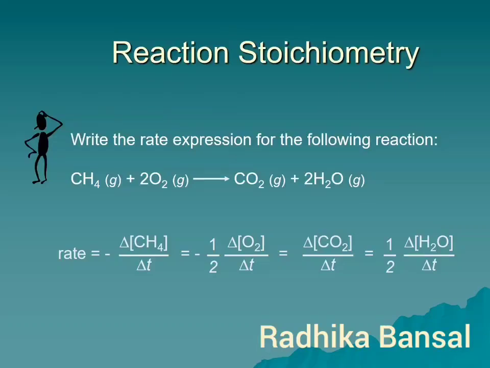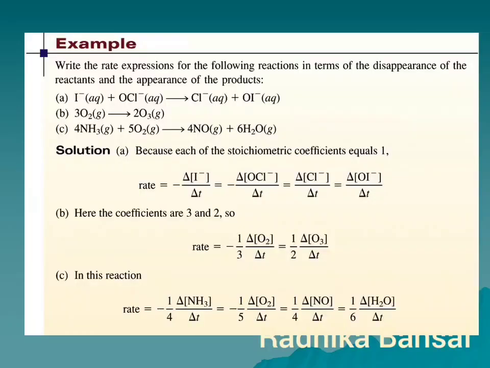So here is the example. Methane is reacting with oxygen, 2O2, forming CO2 plus 2H2O. So the rate will be, for methane CH4, negative of delta CH4, and negative half of delta of oxygen.